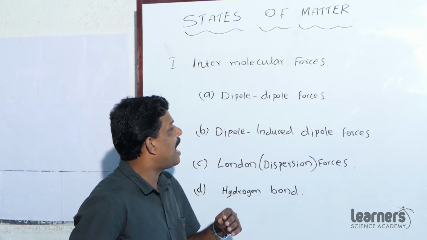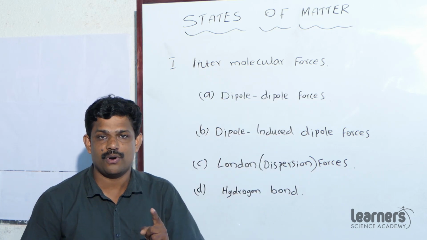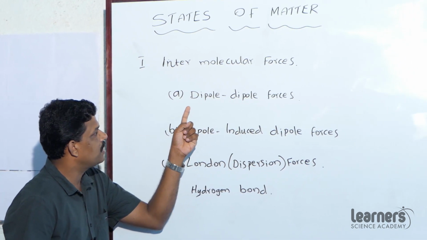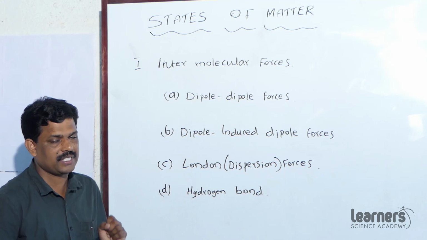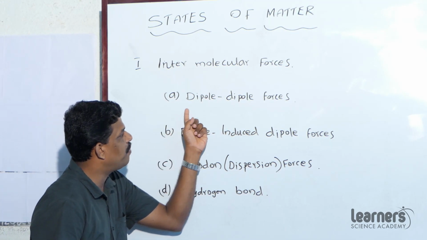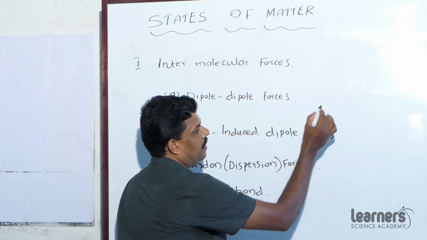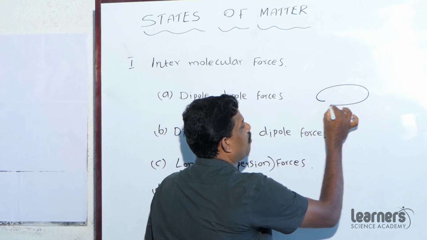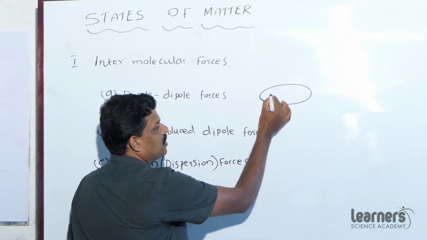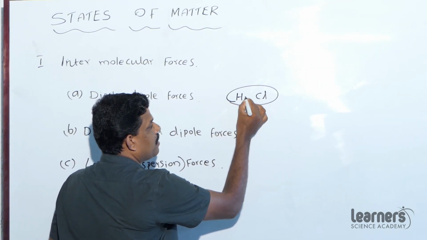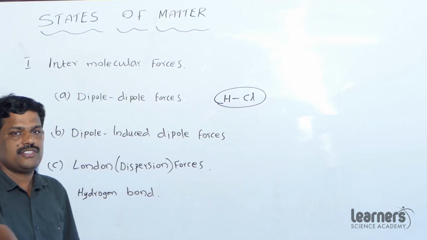Intermolecular forces of attraction are also known as van der Waals forces. Van der Waals forces are of 4 types. The first one is dipole forces. What is a dipole? It is also called a polar molecule. For example, hydrogen chloride is the best example of a dipole.